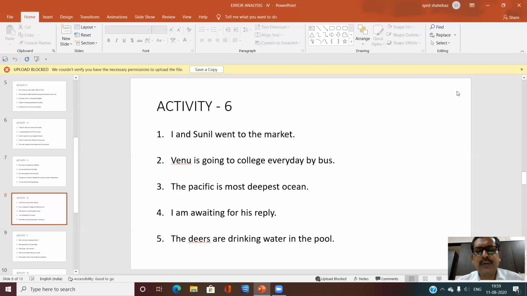Deepest is an adjective in superlative degree. Most is an adjective in superlative degree. So there is no need to use two superlative adjectives in one sentence side by side. The Pacific is the deepest ocean. Remove the word most and add the definite article, because before adjectives in superlative degree, we have to use the definite article the. The Pacific is the deepest ocean.